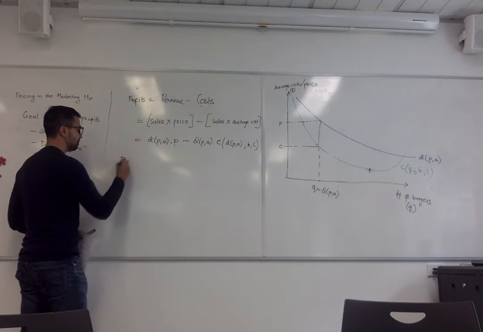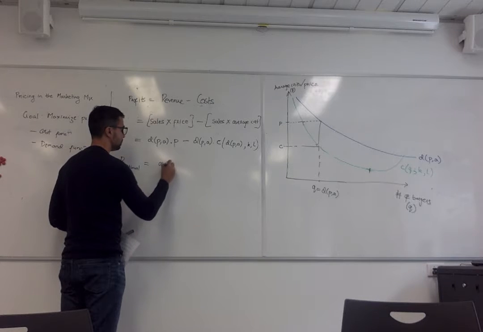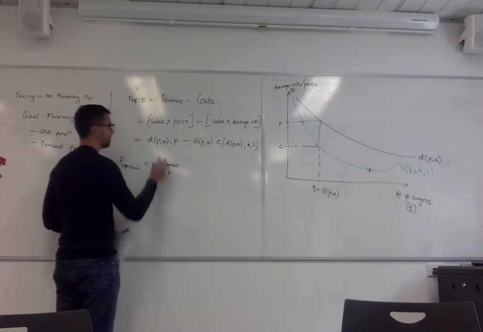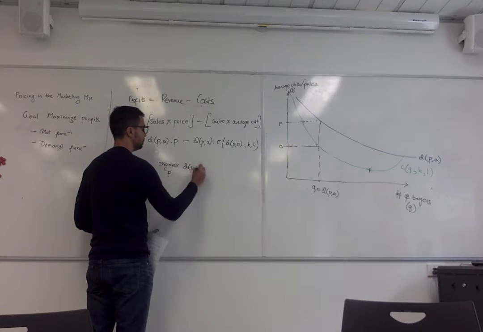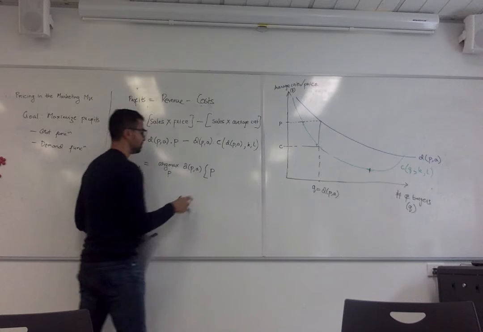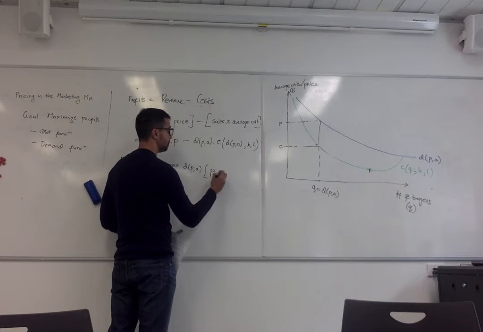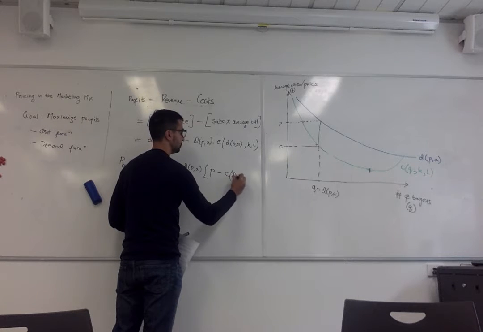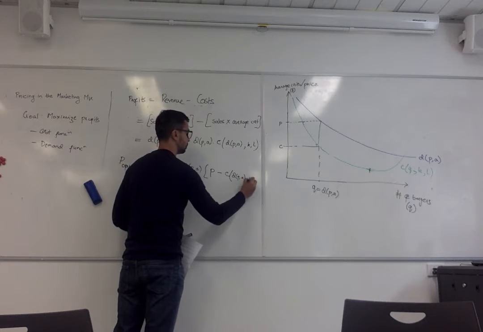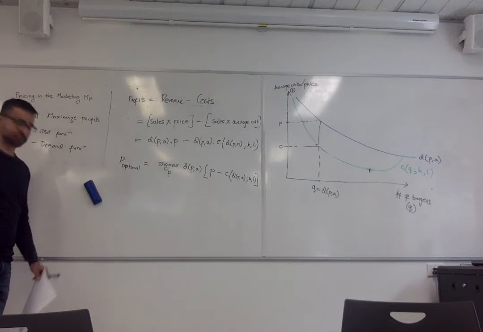And so the optimal price, P optimal, becomes the price that maximizes profit. And that can be given by the solution of this optimization problem, which is essentially just the demand multiplied by the difference in price and average costs. And so your optimal price is the solution of that optimization problem.